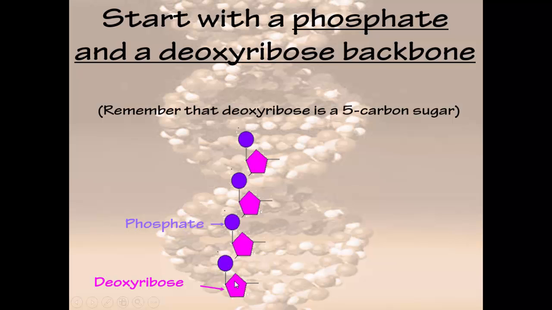So you have deoxyribose attached to a phosphate, attached to a deoxyribose, attached to a phosphate, attached to a deoxyribose, attached to a phosphate, deoxyribose, phosphate. So you've constantly got sugar, phosphate, sugar, phosphate, all the way up this backbone.